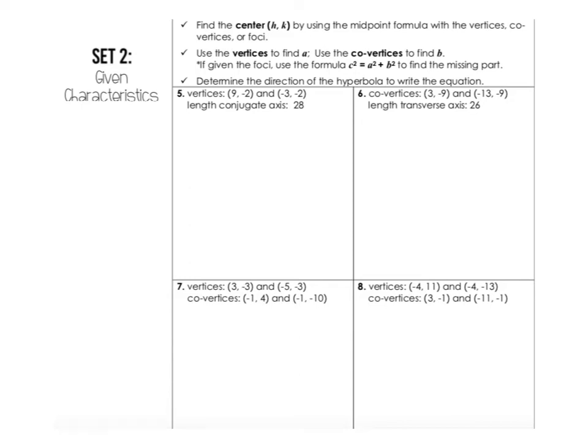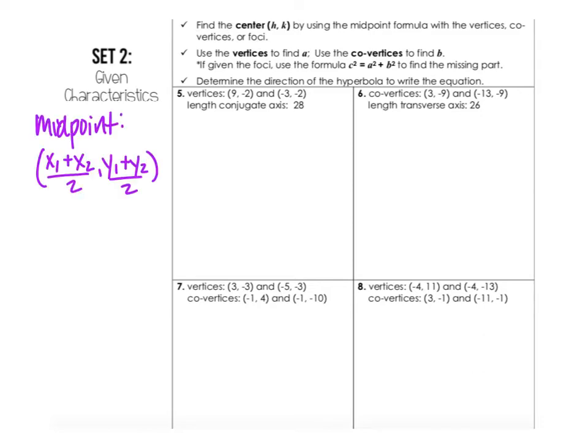So for set 2, we are given characteristics of a hyperbola, and then we need to write the equation of the hyperbola from those characteristics. These questions are very similar to the ones that we did with ellipses. And if you recall, most of those started with finding the midpoint. And most of these are going to start the same way. I don't know of a single one actually that doesn't start with the midpoint.